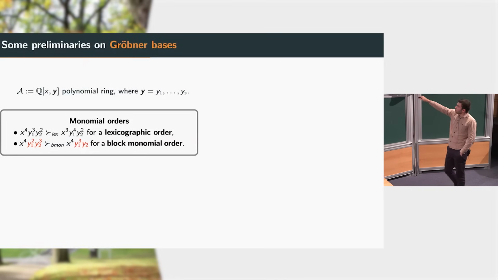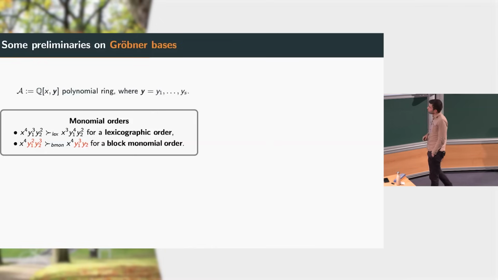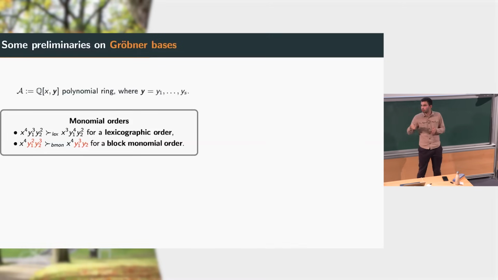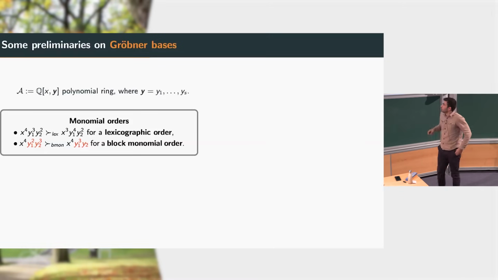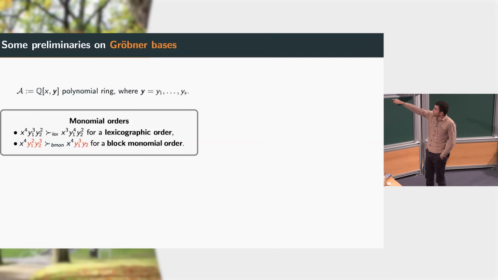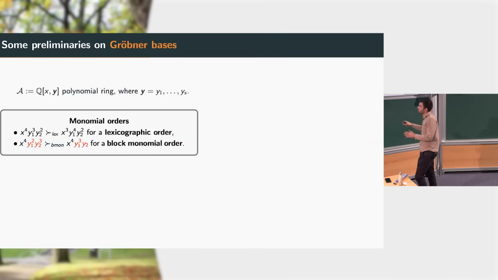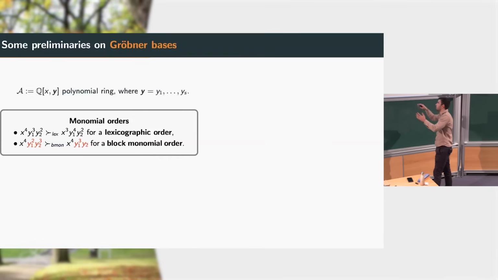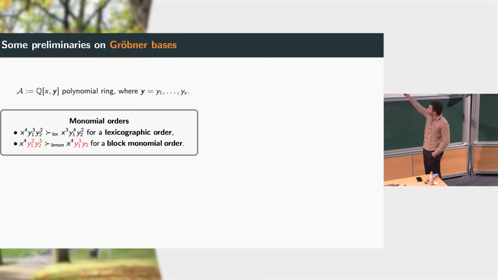So you have a polynomial ring in the variable x and in many variables y. And I'm just saying that we can sort the monomials with some order. Here, for the first one, we first compare the degree in x. So 4 is bigger than 3, so the first monomial is bigger than the second one. And the second order is called the block monomial order.